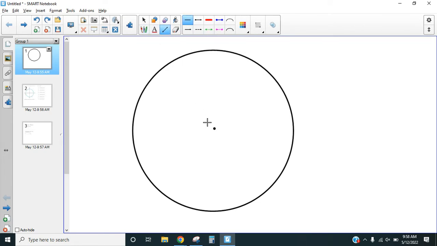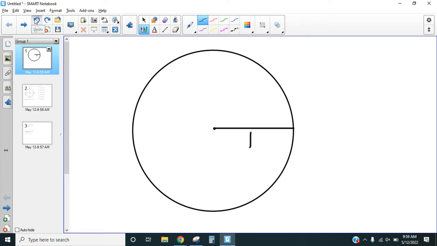Let's do this. Take a line. Just draw it from there to there. All right. What's that called? A radius, right? So let's pretend the radius right now is 1. Everybody got it? Radius is 1.